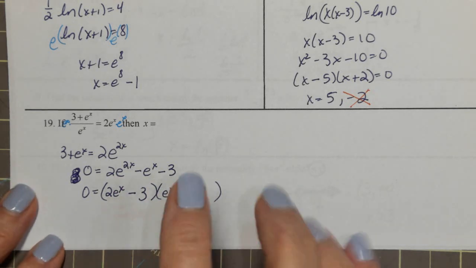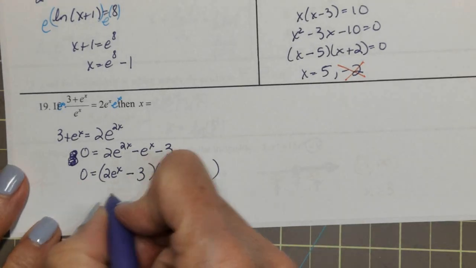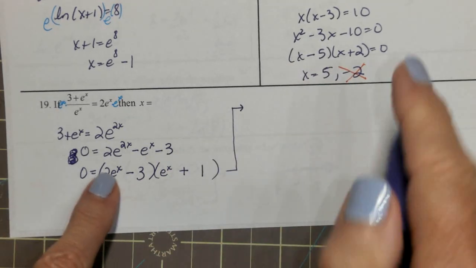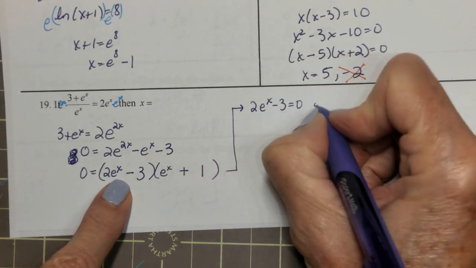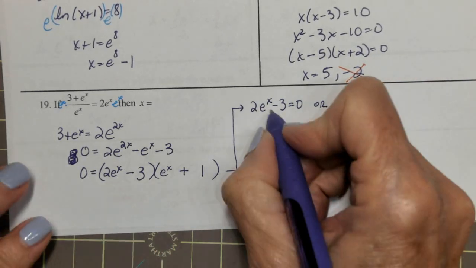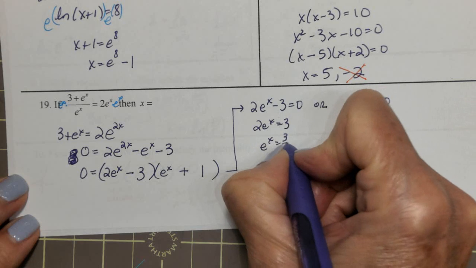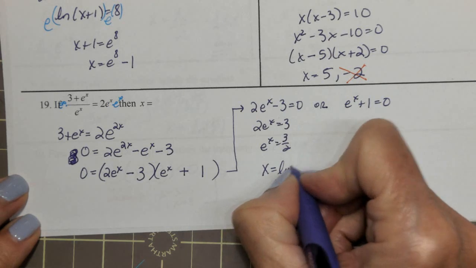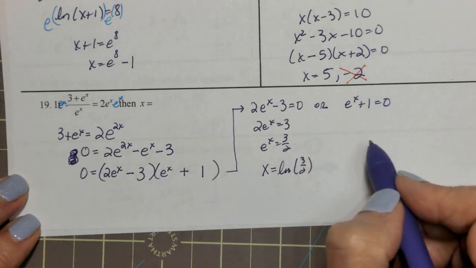And these two terms multiply together to get 0. So now either this is 0 or this is 0. So I'm going to set both of these equal to 0. 2e to the x minus 3 is 0, or e to the x plus 1 is 0. Over here, this gives me 2e to the x is 3, e to the x is 3 halves, ln both sides, and we get x is ln of 3 halves. Nothing wrong with that. That's one of my answers.